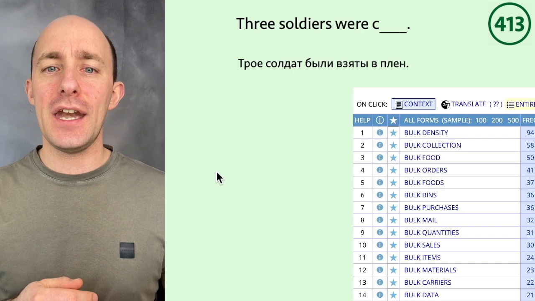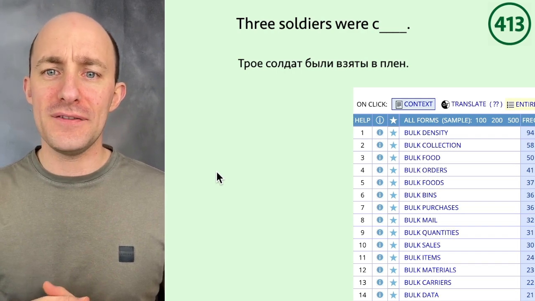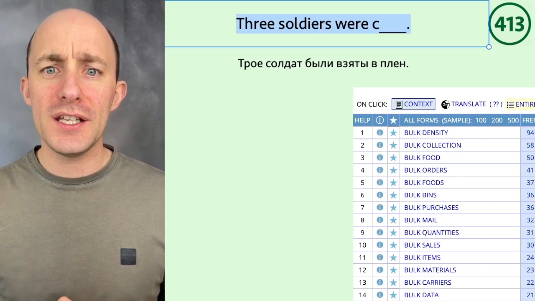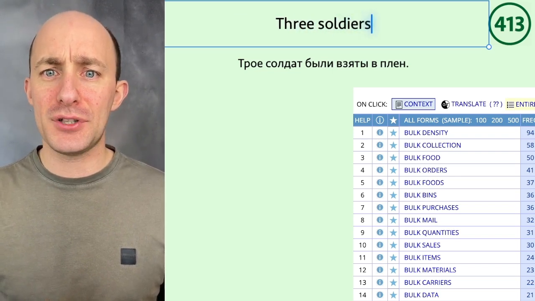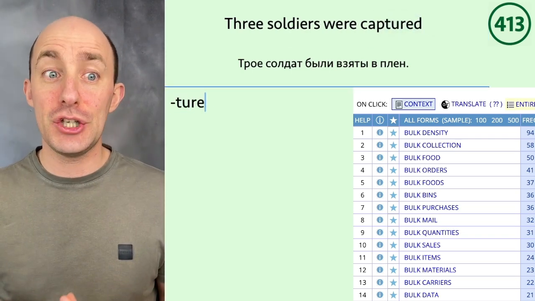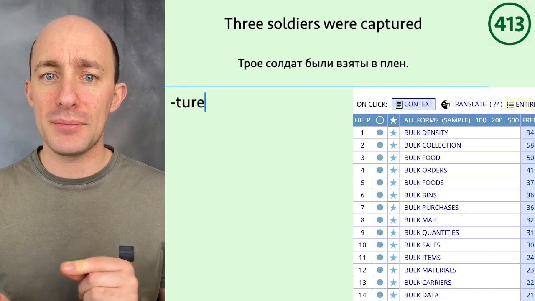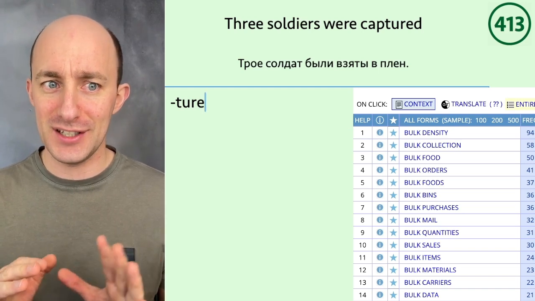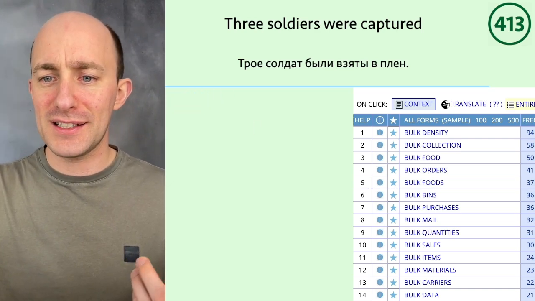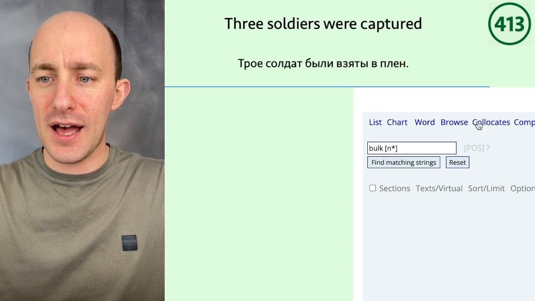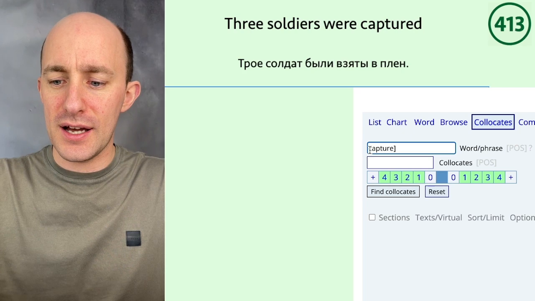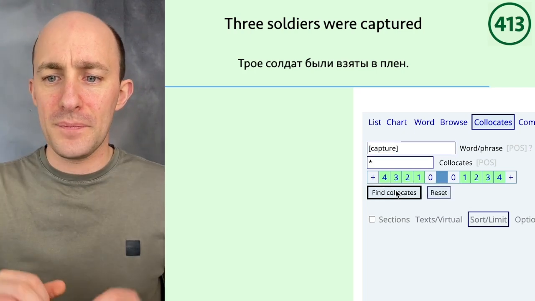Anyway, the next one. Трое солдат были взяты в плен. Взяты в плен. 3 soldiers were captured. So pronunciation here, we have a T-U-R-E, which is a ch. Captured. Captured. Just say ch. It's a ch. They were captured. What other things get captured? Let's have a look at nouns, which are often found either side of this word.